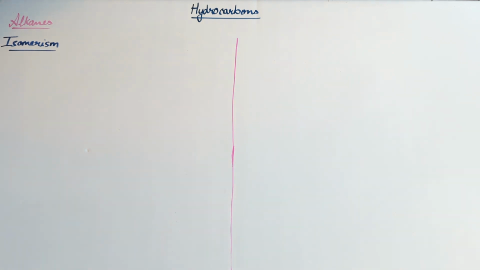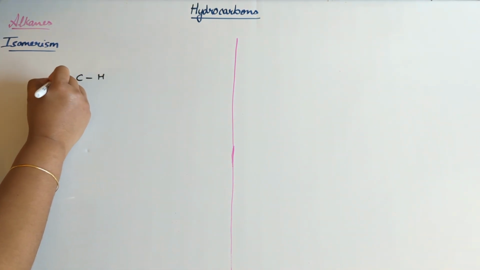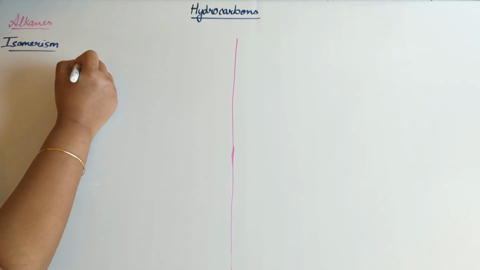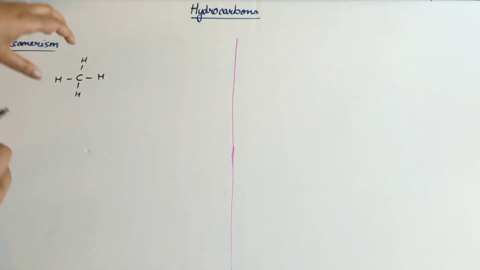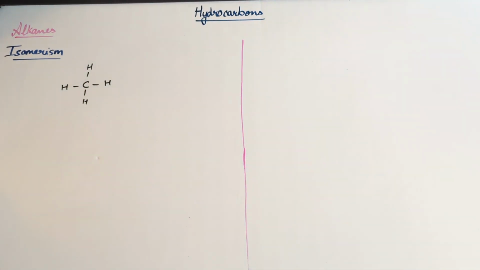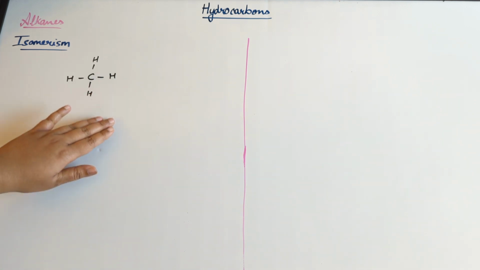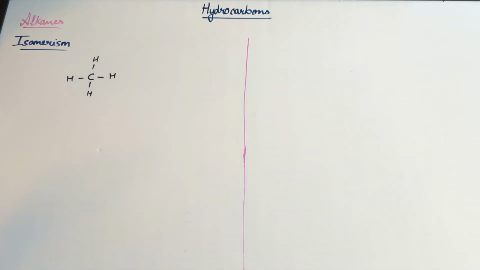Now, methane and ethane and propane. Let's draw their structures. So, this is methane. No matter where I try changing the orientation or the location of the hydrogen atoms, it's going to be the same, right? So, methane does not show isomerism.